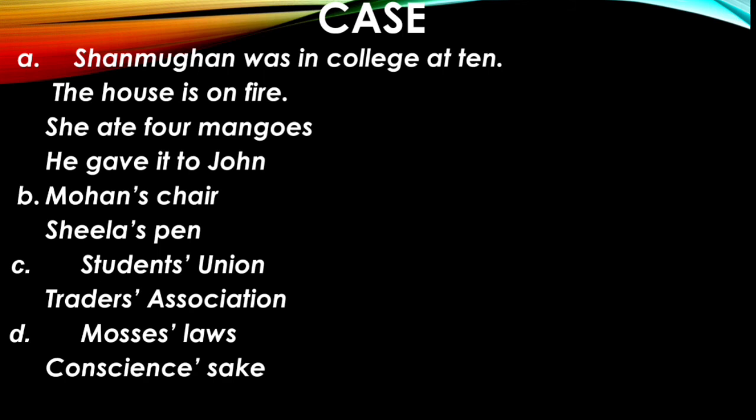All the first words, Shanmugan, the house, she, he. All these are nominative nouns, the nouns about which all other words are used.